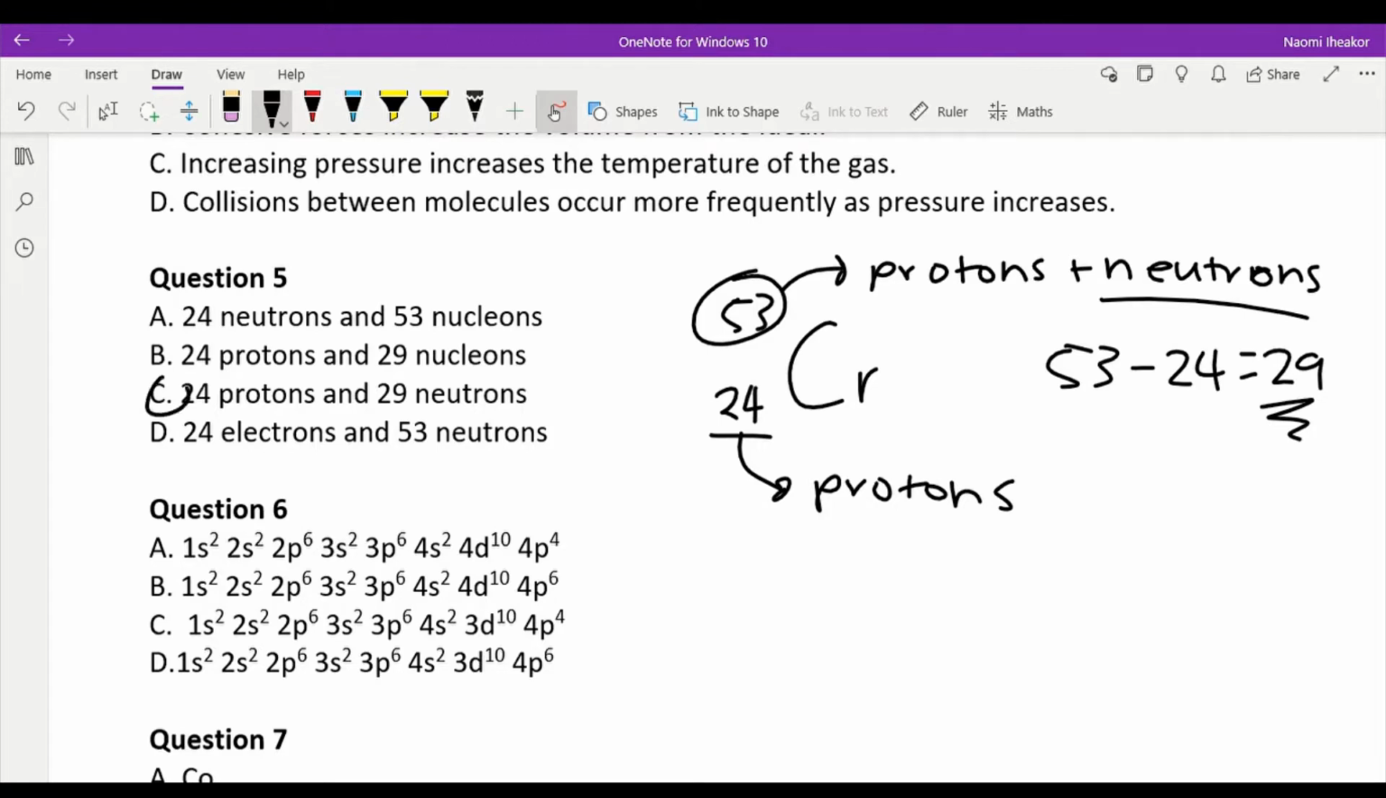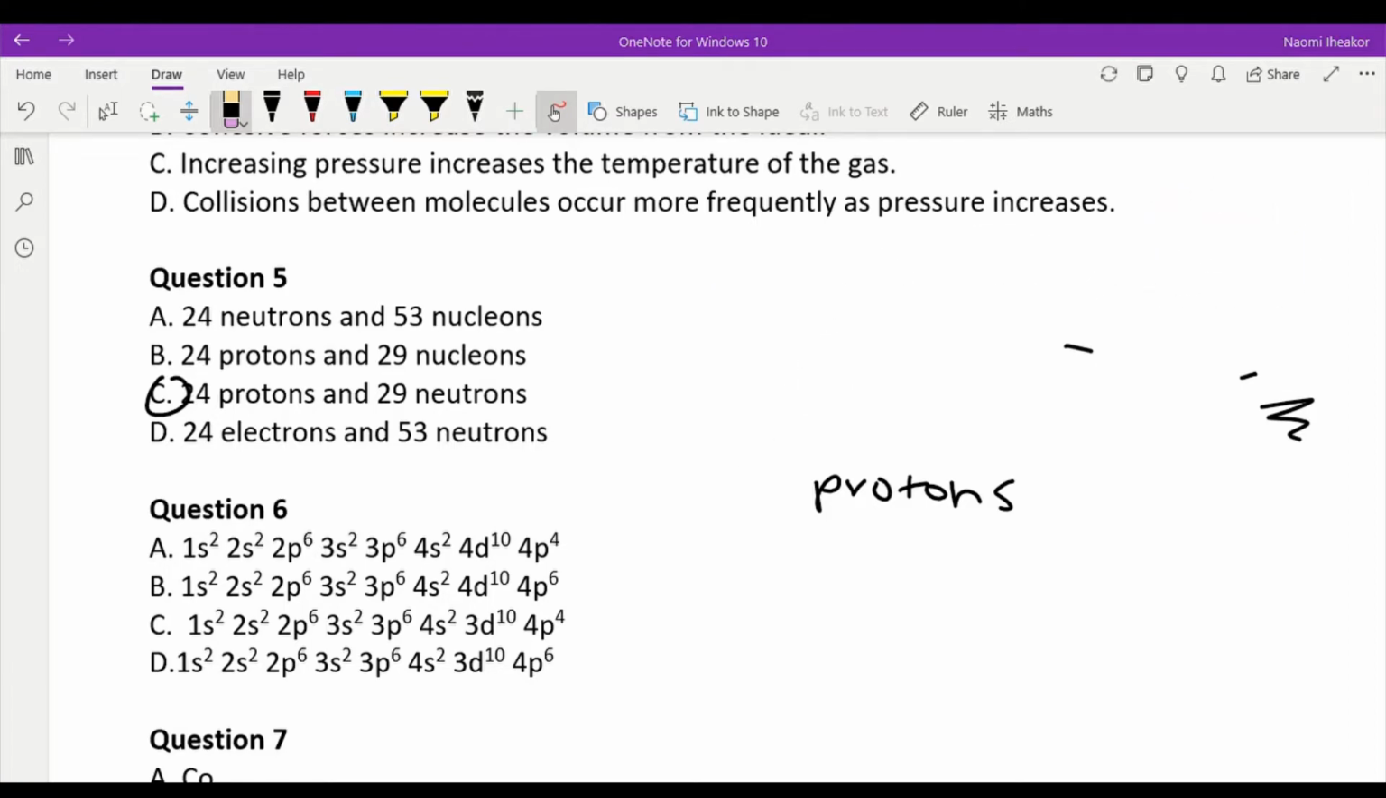So not B. B says nucleons. We're looking for neutrons. Nucleons refers to protons and neutrons. So those would be our nucleons. We don't have 29 nucleons, we have 53. So don't get confused there. So for question 5, C is the correct answer.